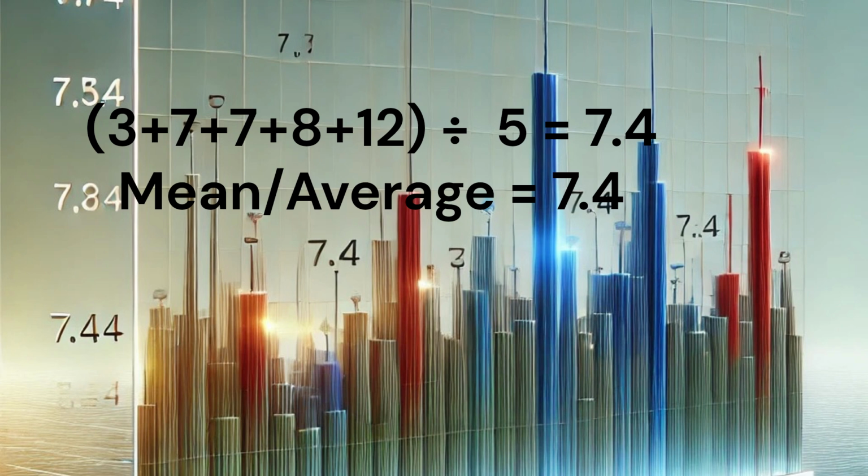For example, if we have the numbers 3, 7, 7, 8, and 12 in a data set, by adding all these numbers together and dividing the resultant sum by 5, we get a mean of 7.4. The mean gives us an idea of what the average or a typical value might look like. But the mean can be skewed by a very large or very small number or numbers.